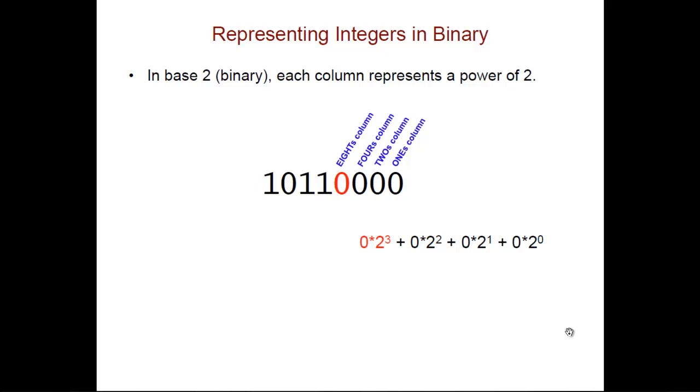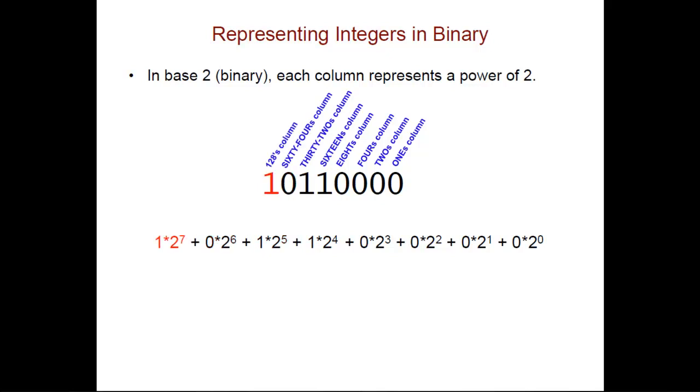So 2 to the third is 8, 2 to the fourth is 16, and notice we have a 1 here, so it's 1 times 2 to the fourth. 2 to the fifth is 32, 2 to the sixth is 64, 2 to the seventh is 128. If you do the math here, you'll see that you get 176. So this is the binary representation of the number that we saw earlier in decimal.